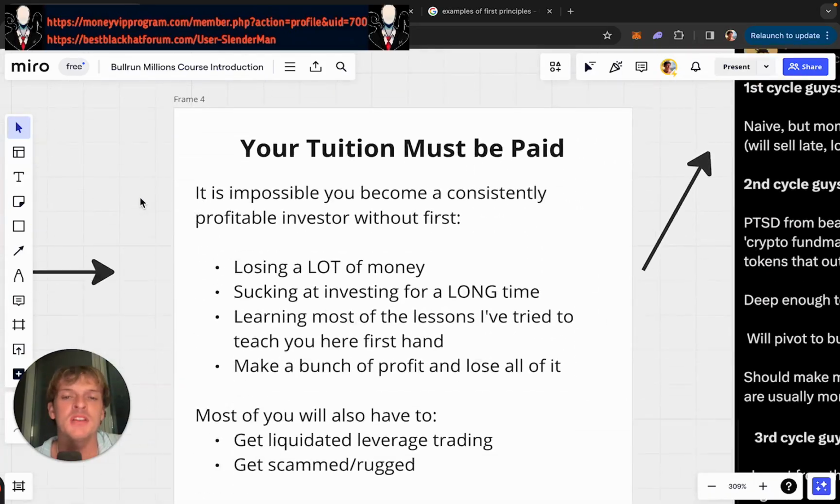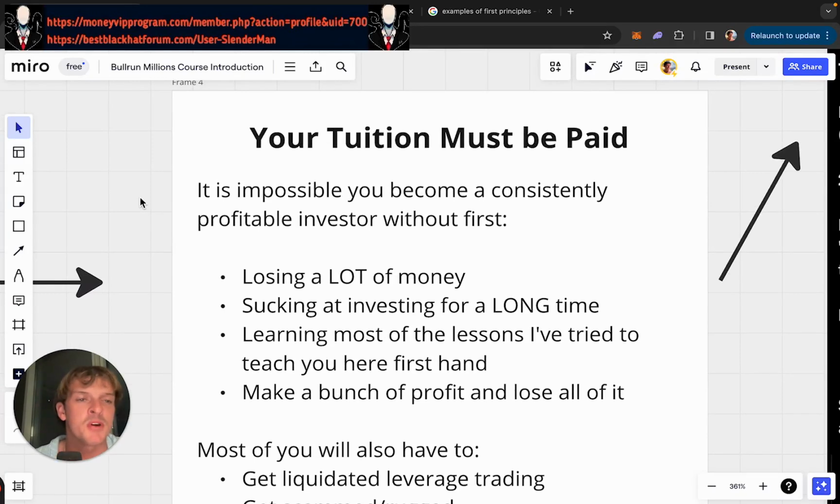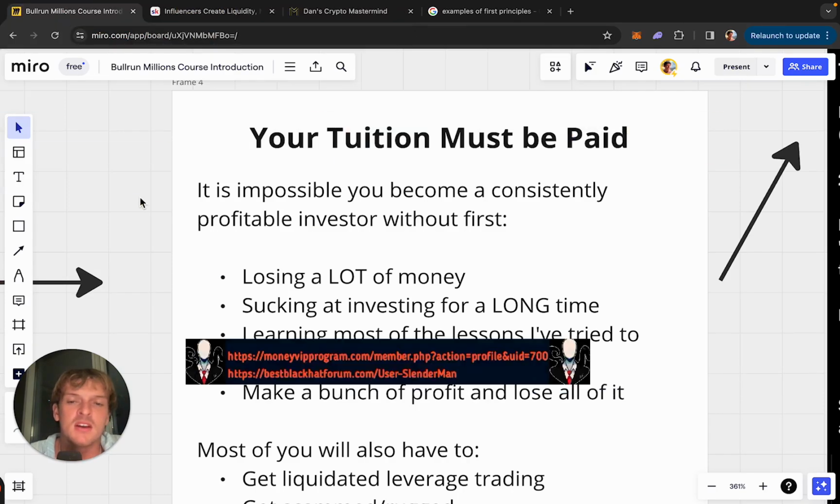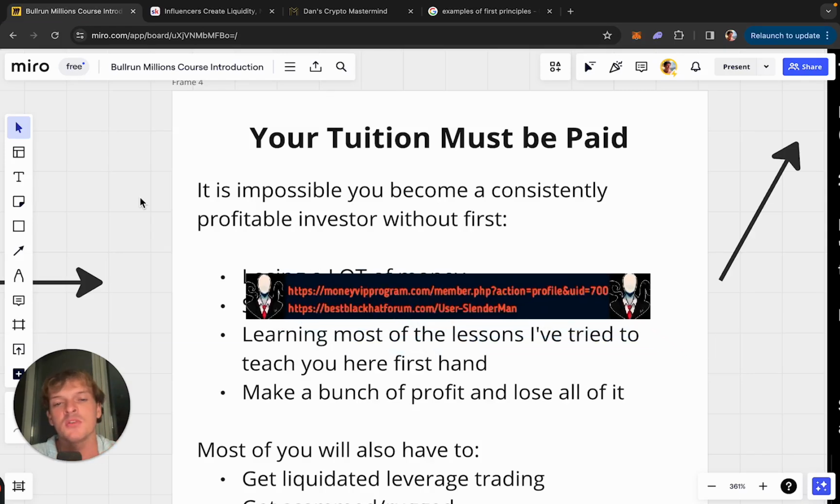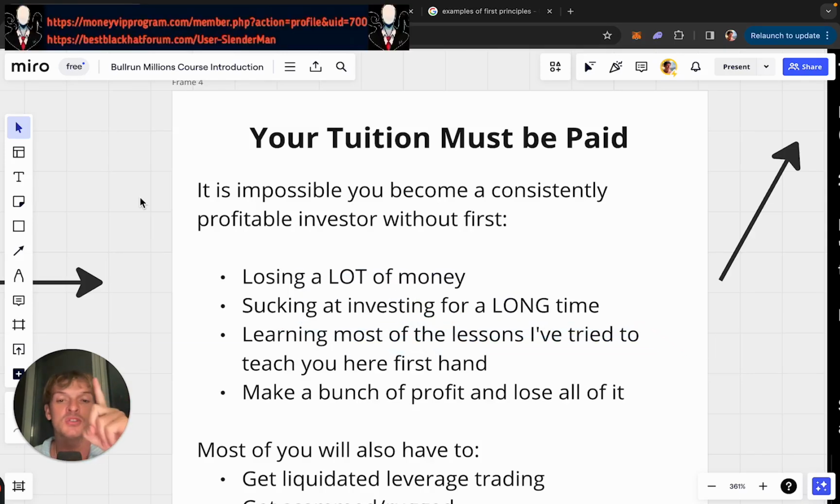Some of you might think that you can pay for a course and now you're instantly going to make money and be profitable. It's probably not true. Obviously, you can make money, but to think you're just going to make money and never lose money again because you have a $1,000 course, $1,500 course, whatever you paid, is just not reality, okay? Your tuition fee must be paid to the market if it hasn't been already, because it is impossible to become consistently profitable in the market without losing heaps of money, sucking at investing for a long time, learning most of the lessons that I had to learn, firsthand from experience, and making a bunch of profit and losing all of it. Okay? You will have to do this.